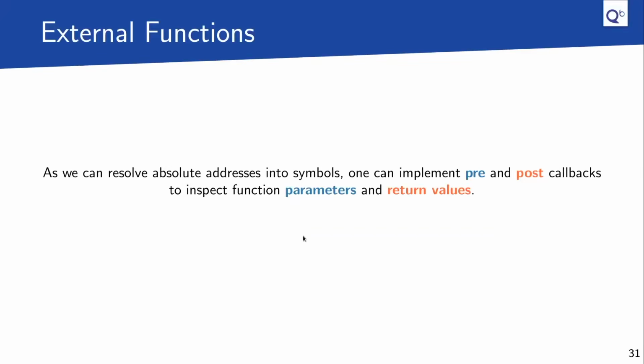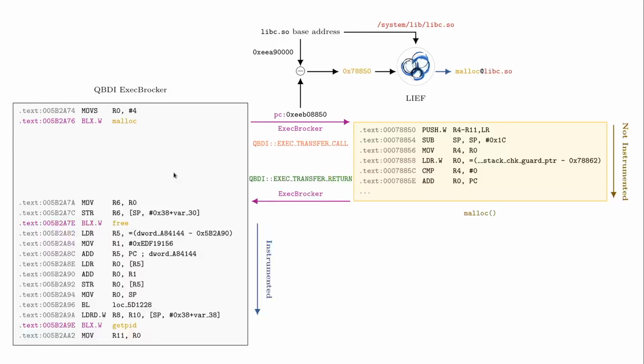And doing so, you can have pre and post callbacks over the external function, which enables you to analyze the parameters of the function and the return value. This approach is quite interesting, because if you are using hooking, you must know beforehand which function you want to hook. But here, we don't know beforehand which function will be hooked. We just see that there is an external call, and then we resolve the external call into a symbol.